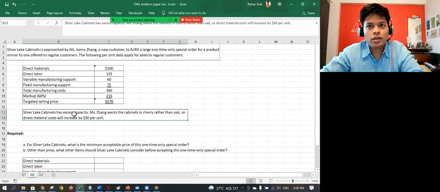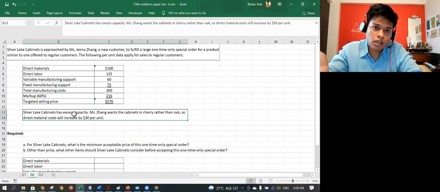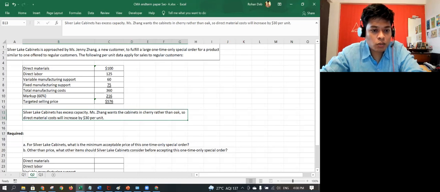Why is it important? Because if it said that it did not have excess capacity, that means to produce this order they would have to sacrifice some other order. So there you have to calculate the contribution lost, and that's how you would have to calculate. But in this case, since there's excess capacity, I can infer two things. One is they have capacity to produce, so they are not losing on contribution. And second thing is because the question asks for minimum acceptable price.